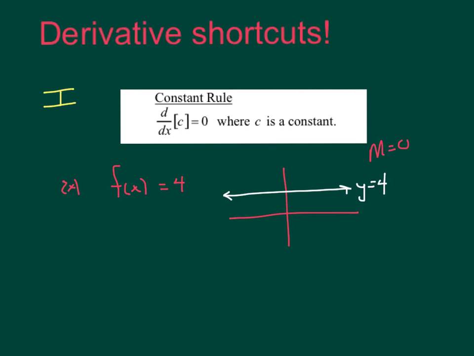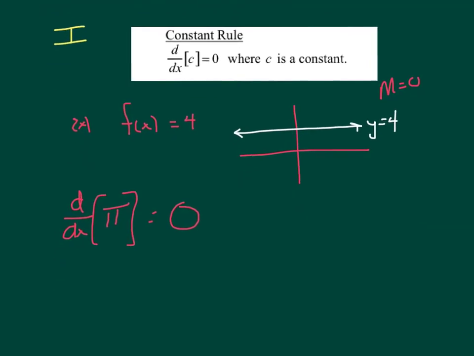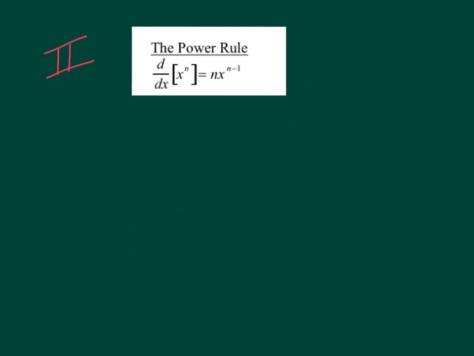Now, let me throw a sneaky one at you. What if I asked you for the derivative of pi? What would you have to say to yourself? Well, pi is really 3.14159, etc., which is a constant, so its derivative, remember, is 0. Okay, so don't let them fool you on those little things. Second rule is the power rule. All right, so it says the derivative of a variable to a power is equal to, take that power, bring it down in front, x to the n minus 1.